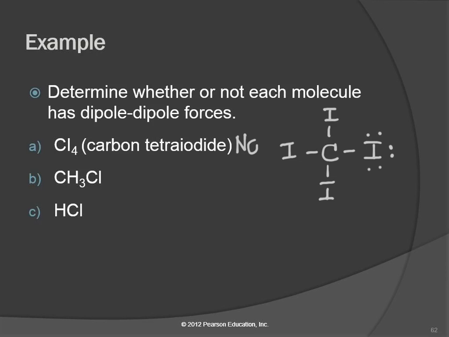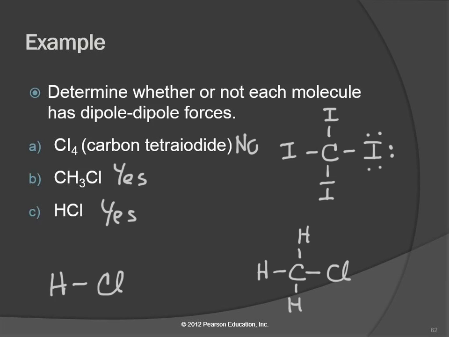How about CH3Cl? Yeah, that does. And you can draw that out if you need to. How about HCl? That's going to be polar. There is only one bond in HCl, right? Because there's only 2 atoms. The 2 atoms are different. It's got to be polar. Any questions?